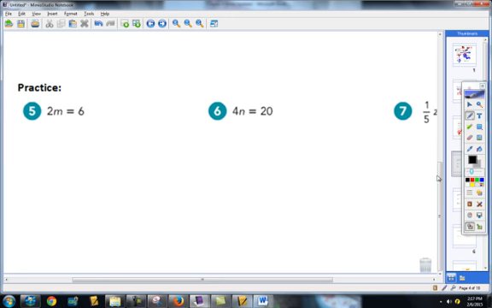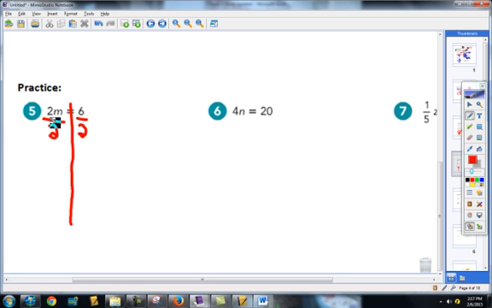Now we've got some multiplication. Same thing. I'd like you to try these real quick. First of all, we're going to draw a line down through here, and I ask myself what is happening to the variable, and I see that the variable is being multiplied by 2, so I've got to undo that by dividing by 2.